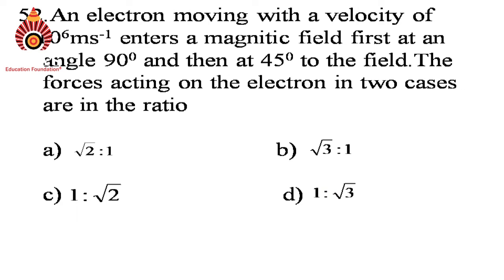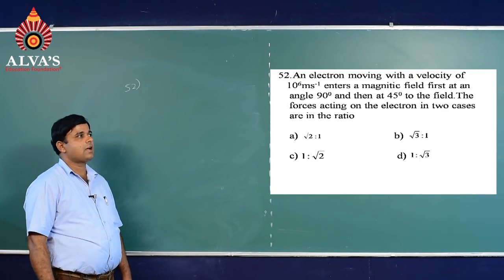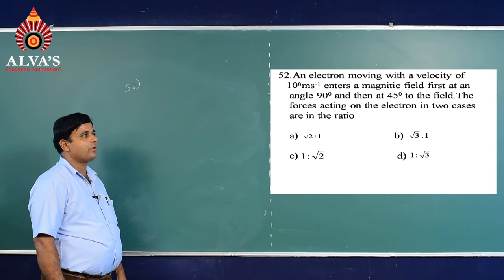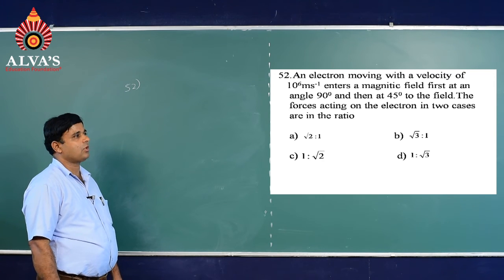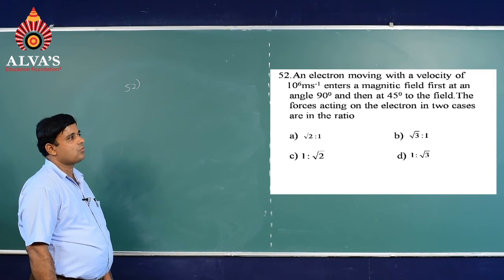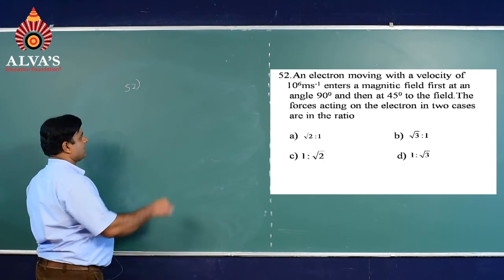An electron moving with a velocity of 10 to the power 6 meter per second enters a magnetic field first at an angle of 90 degree and then at an angle of 45 degree to the field. The forces acting on the electron in the two cases are in the ratio? A charged particle enters the same field with the same velocity but with different angle theta. You have to calculate ratio of the forces acting in the two cases.